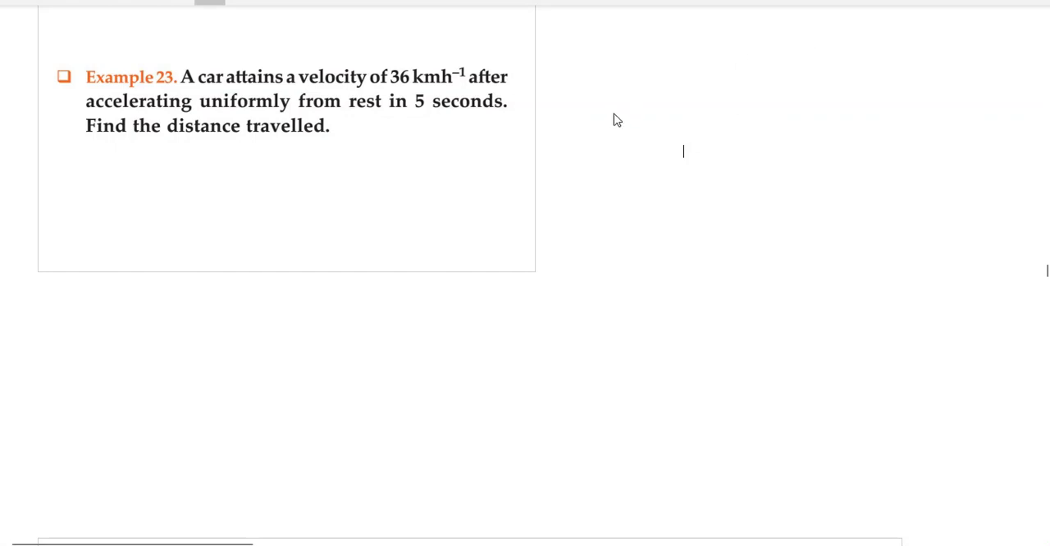A car attains a velocity of 36 km per hour after accelerating uniformly from rest in 5 seconds. So much information they have provided here. What do you mean by attains? Attains means final velocity. So final velocity is 36 km per hour. Instantly I will convert it into meter per second. Right? 10 meter per second.